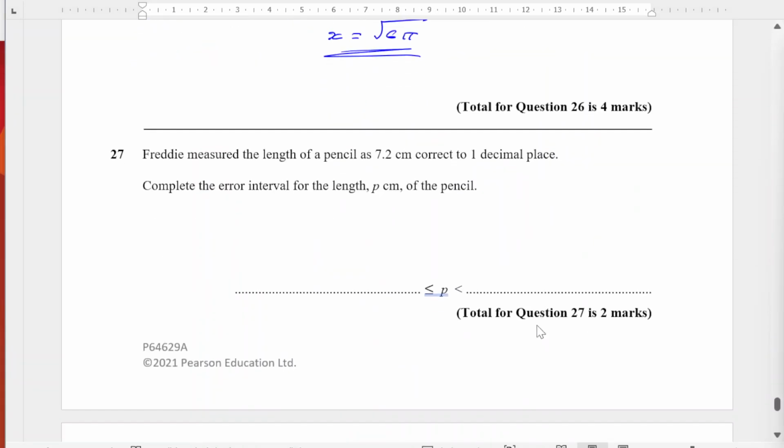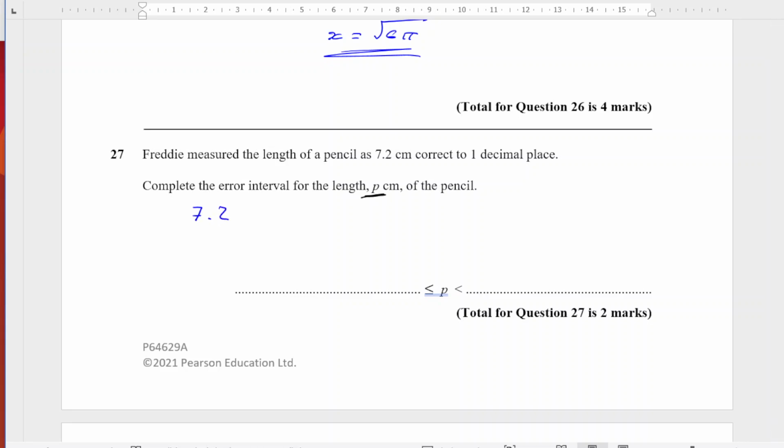Okay, and question 27, last question on the paper, I believe, no, not quite. So, question 27. Freddie measures the length of a pencil to 7.2 centimeters, correct to 1 decimal place. Complete the error interval for P. The error interval often appears later on in the paper. I find it quite straightforward though.